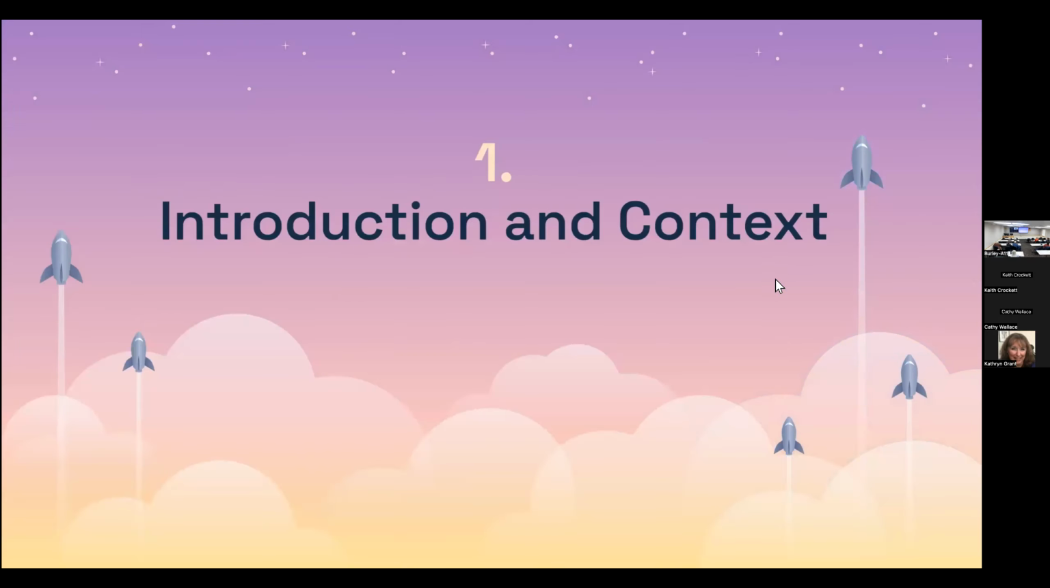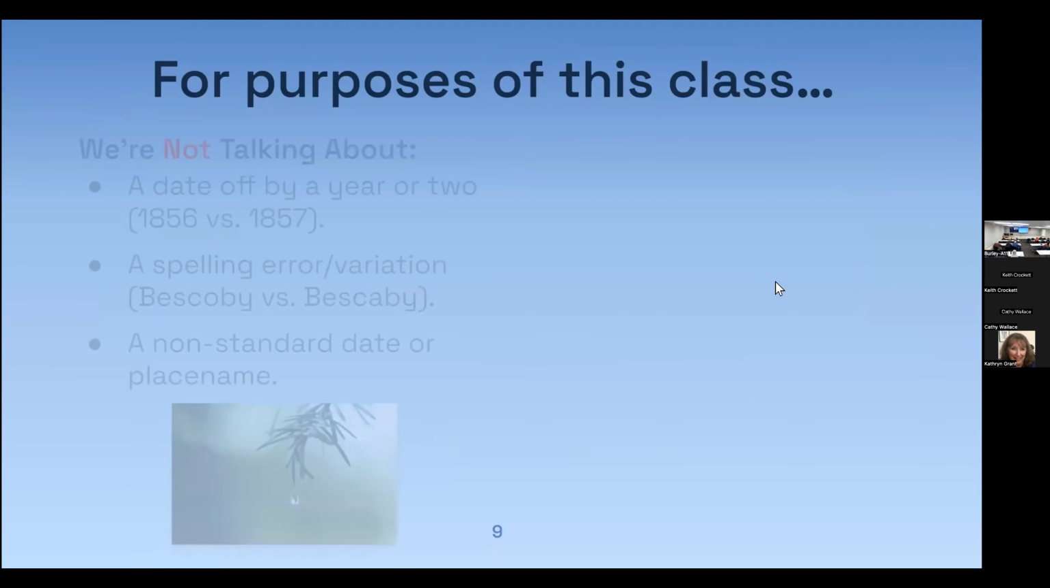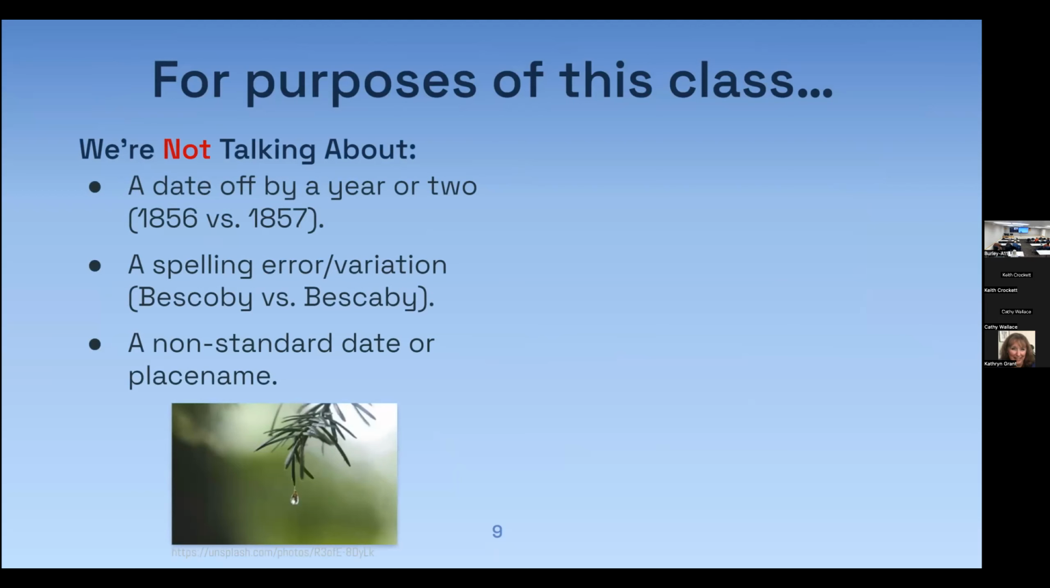So let's do our little intro with some context. For the purposes of this class, we're not talking about tiny problems, such as a date being off by a year or two, or a spelling variation, because we see those all the time, or a non-standard date or place. On our family trees, these tend to be like little drops of water. So do we want to clean them up? Yes, absolutely. But they're not the type of problem that we're talking about in this class.